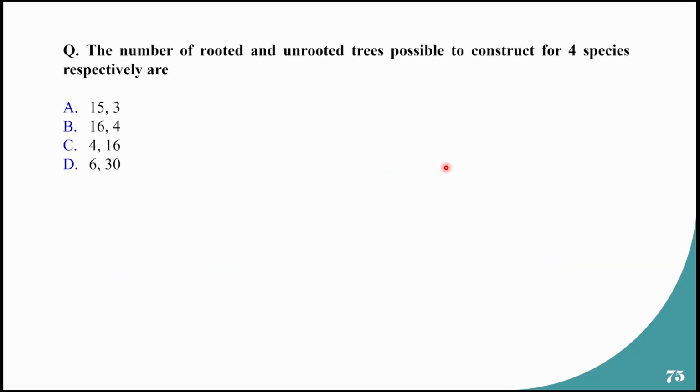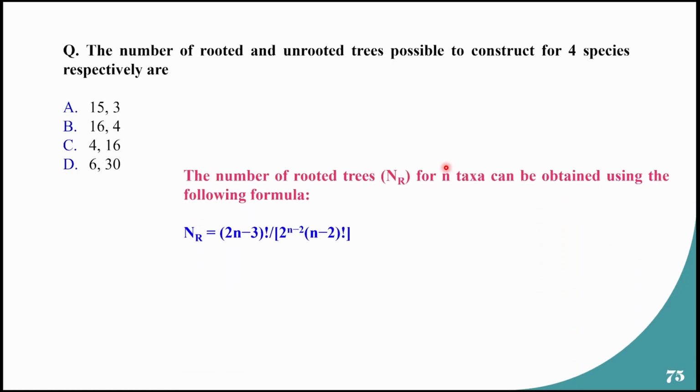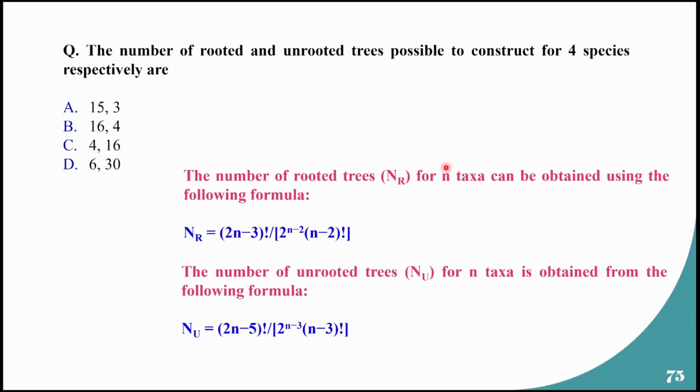And then we saw that depending on how many species you have, you can construct either rooted trees or unrooted trees. The rooted trees will have a defined origin point, whereas the unrooted trees don't have a defined origin point. And just remember these, because that is also a critical formula. The number of rooted trees for n taxa, you can calculate using this formula, and the number of unrooted trees for n taxa, you can also calculate using this formula.